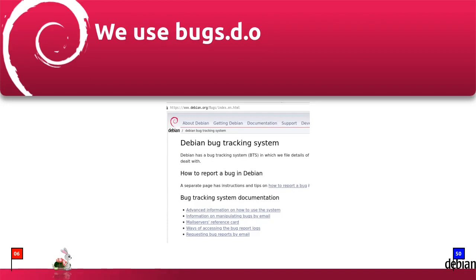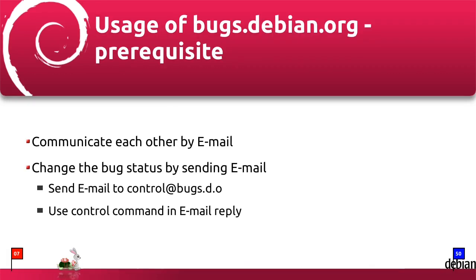Here's a screenshot of Debian R. I guess you're familiar with it. In Debian R, we need to follow the rules. 1. Communicate with each other by email. 2. Change bug status by sending email.